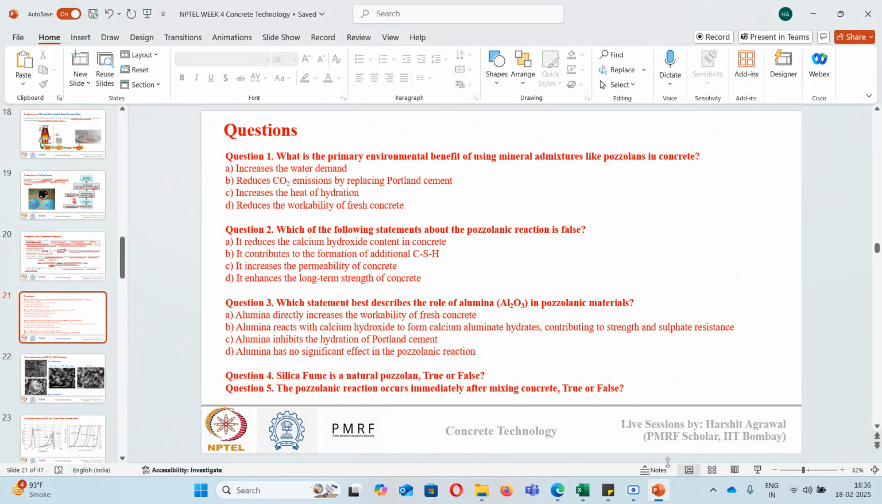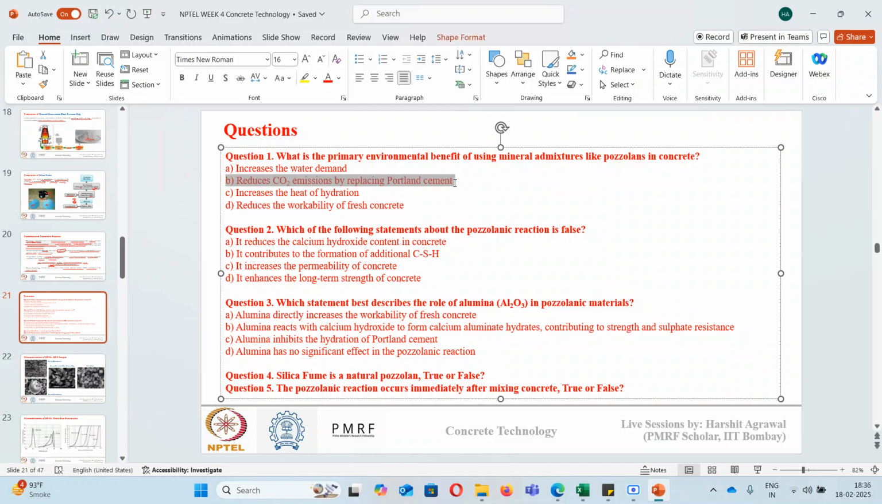Okay, so first question, what is the primary environmental benefit of using mineral admixture as pozzolan in concrete? Increases water demand, no. Reduces CO2 emission by replacing Portland cement, yes. Increases the heat of hydration, no. Reduces the workability of fresh concrete, no. So the answer will be B.